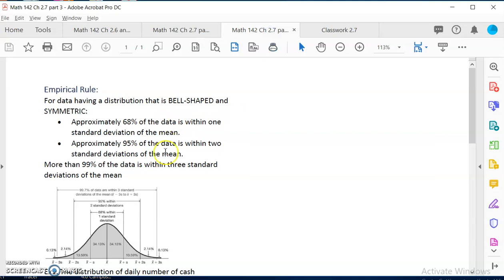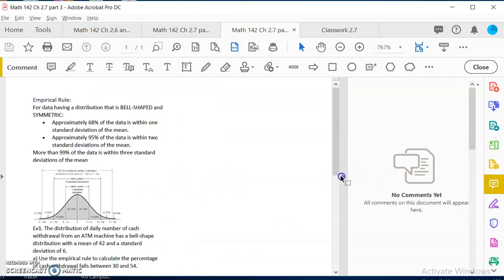2.7. Do we have another one? Oh, we have the last part, which is the empirical rule. So maybe we will talk about this. I can finish this really quickly.